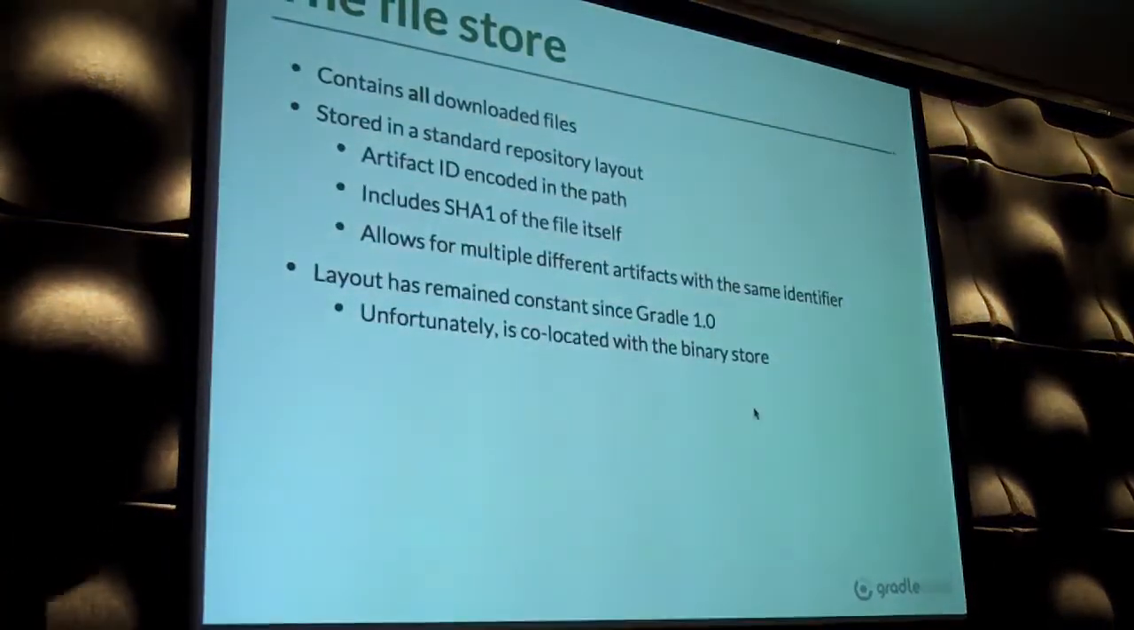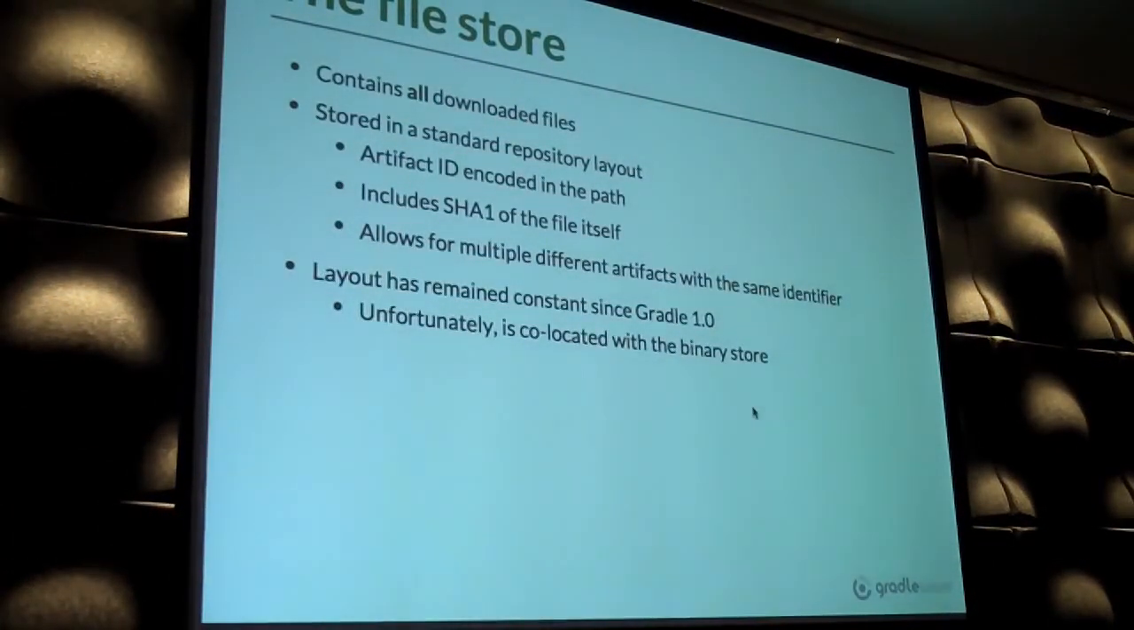The file store contains every file that's ever been downloaded by Gradle, stored in that format with the artifact ID and the SHA1 in the path. That allows multiple artifacts with the same identifier, which is what I was saying. That layout format has actually stayed constant since Gradle 1.0. Although it's been under different artifacts-dash-something directories, the actual format layout of that directory has stayed constant.